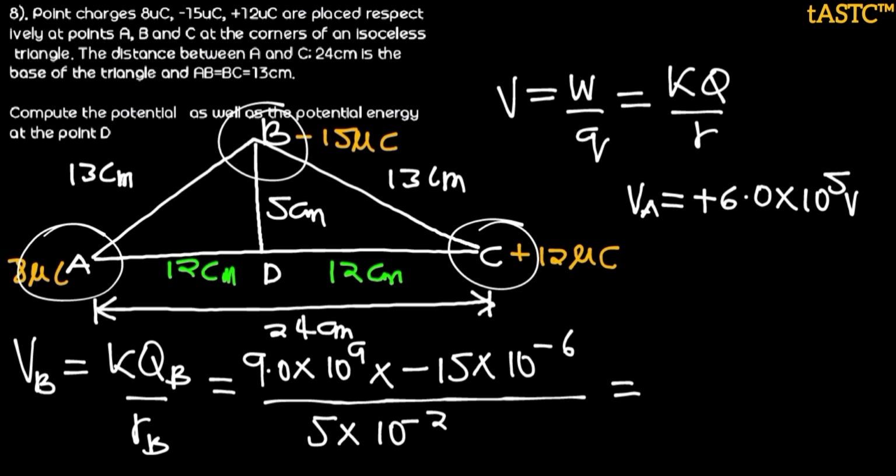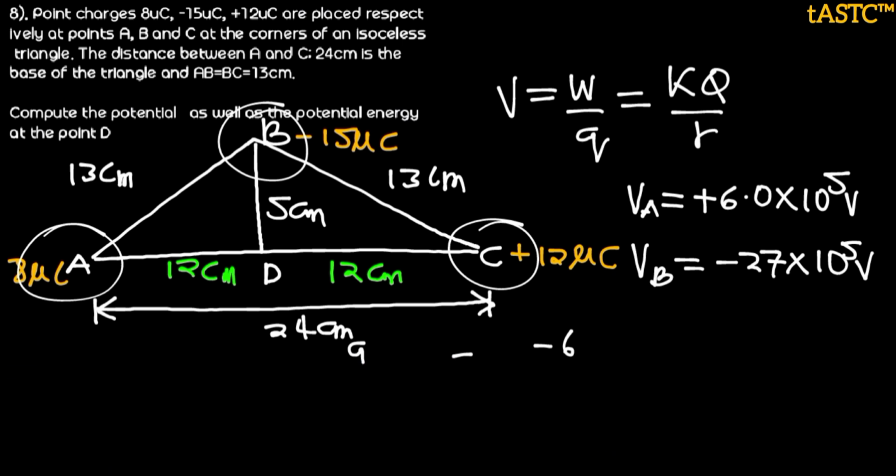So that gives us V_B now. V_B is equal to minus 2.7. Well, I'm just going to write it as 27, multiplied by 10 to the 5th volts. So finally, we're going to find out what will be the voltage as a result of the third charge.